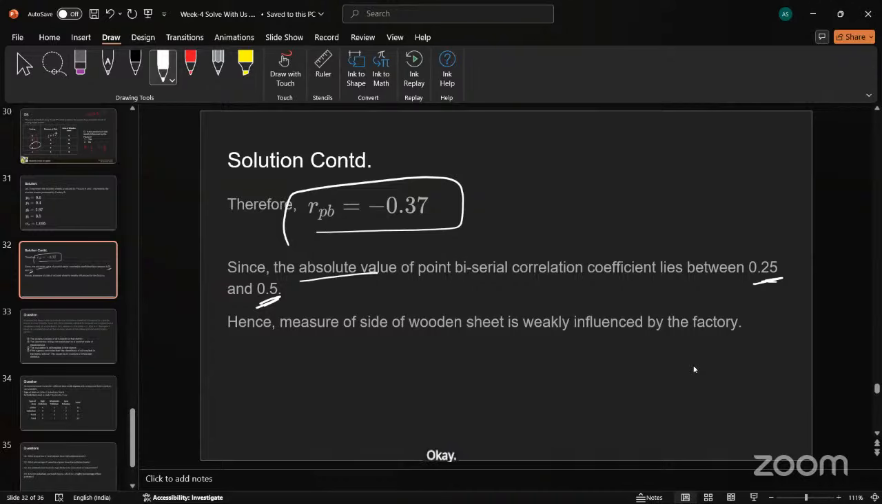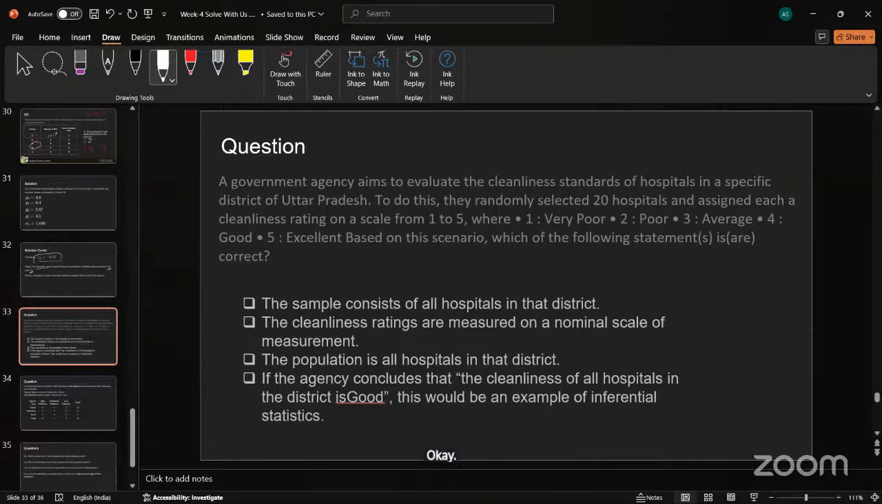What is Sullivan? Yes, sir. Okay. Now these are some easy questions that I just put in the end.